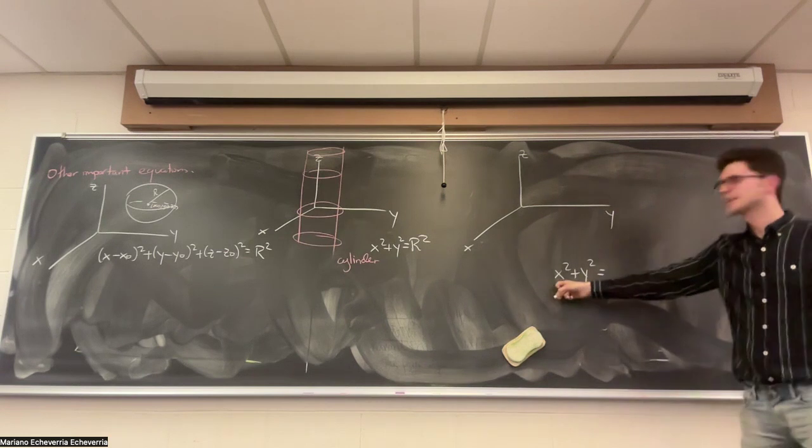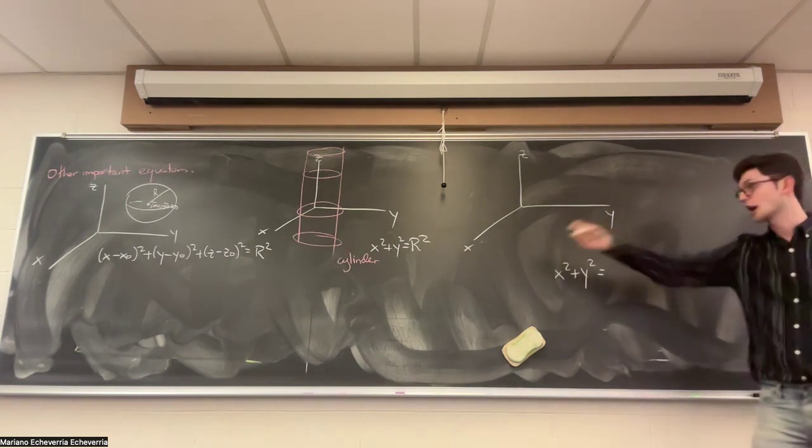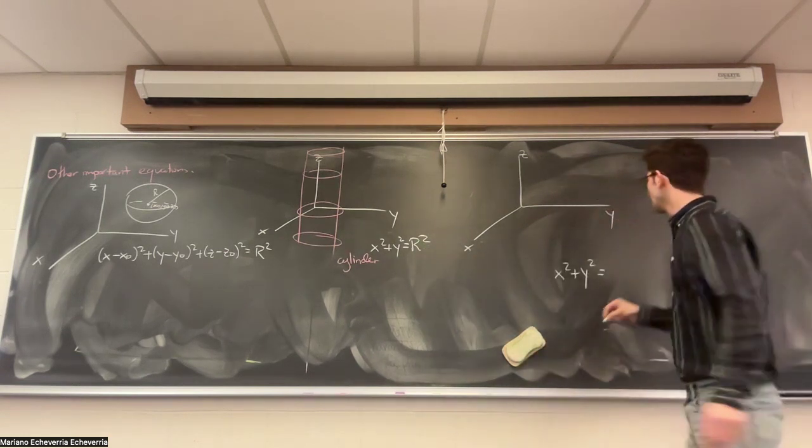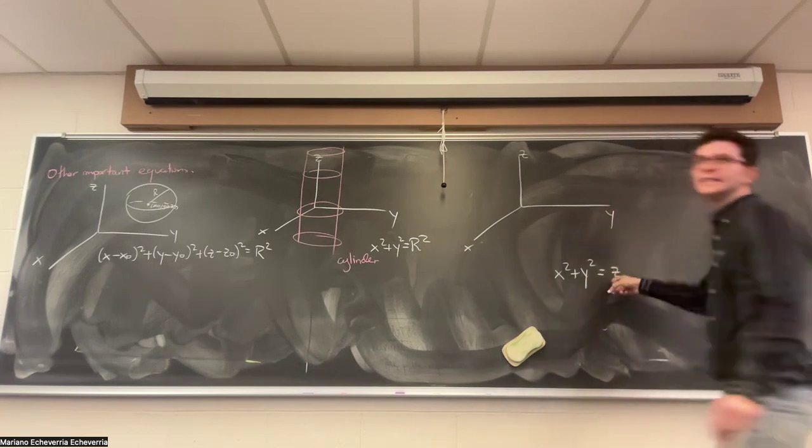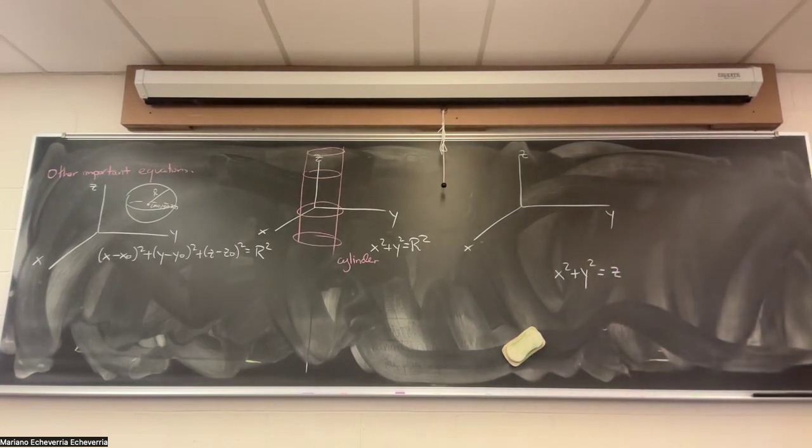So instead of setting x squared plus y squared equal to a constant, where r is a constant, let me set it equal to z, the variable z. You said it's like an umbrella. Okay, it is like an umbrella, but let's think why.